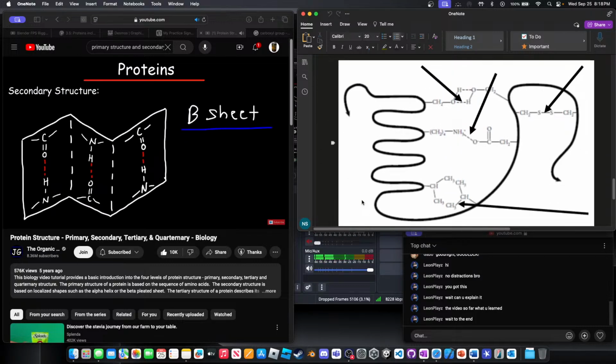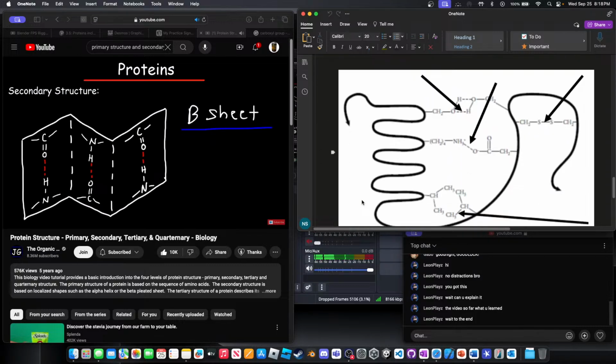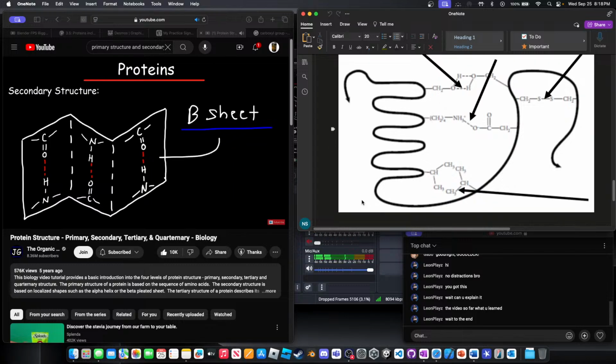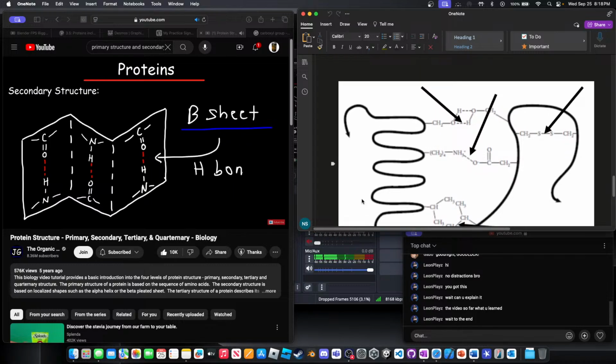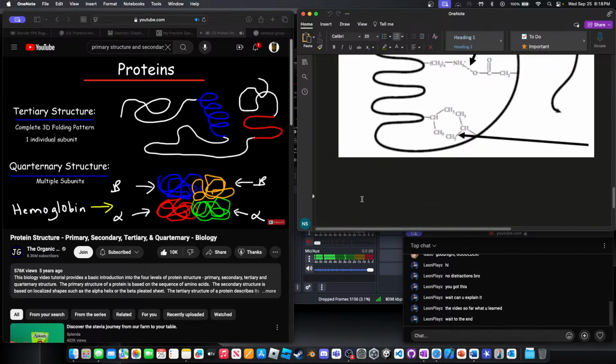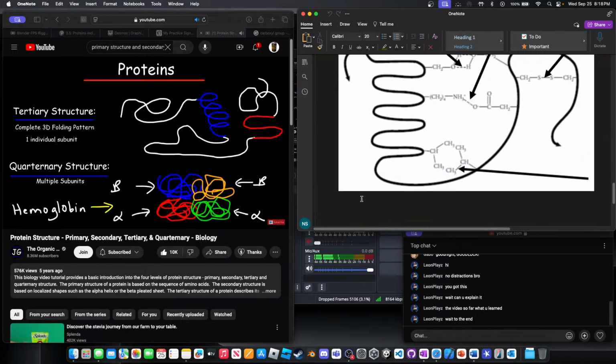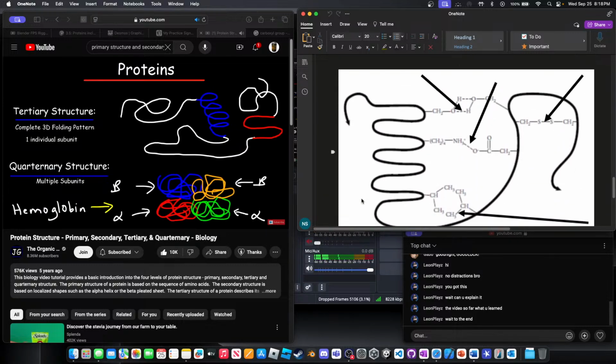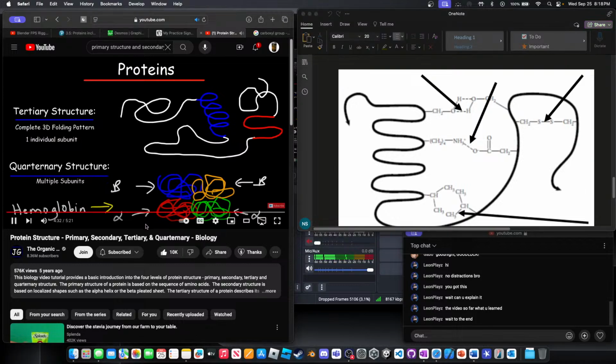Now here is a visual illustration of the beta pleated sheet. Just like the alpha helix, it too is stabilized by hydrogen bonds between the carbonyl group of one amino acid and the NH group of another amino acid. Next up, we have the tertiary structure, which represents the 3-dimensional complete folding pattern of the protein. And so here's a visual illustration of it. So we can see some areas it's just a straight chain. Here we have an alpha helix, and here we have a beta pleated sheet.